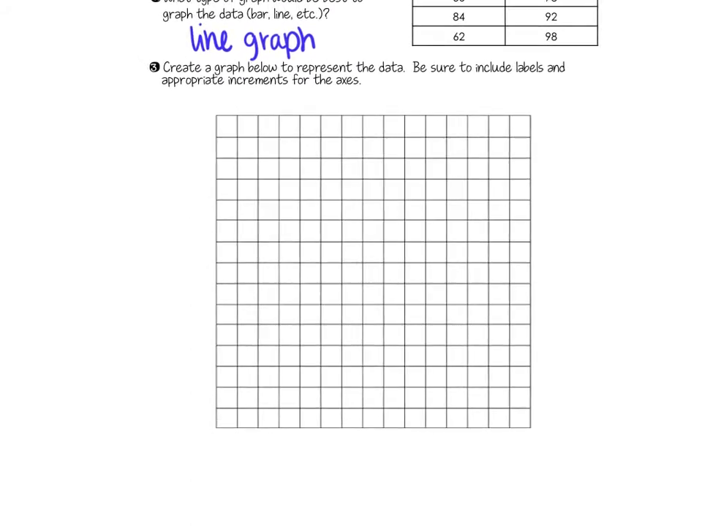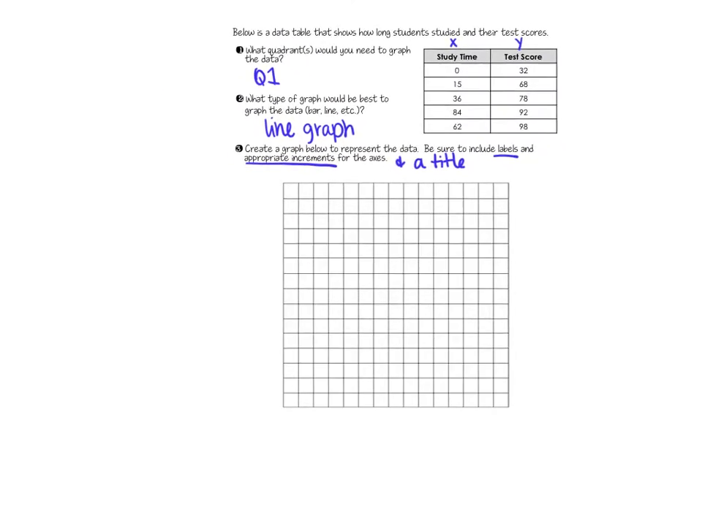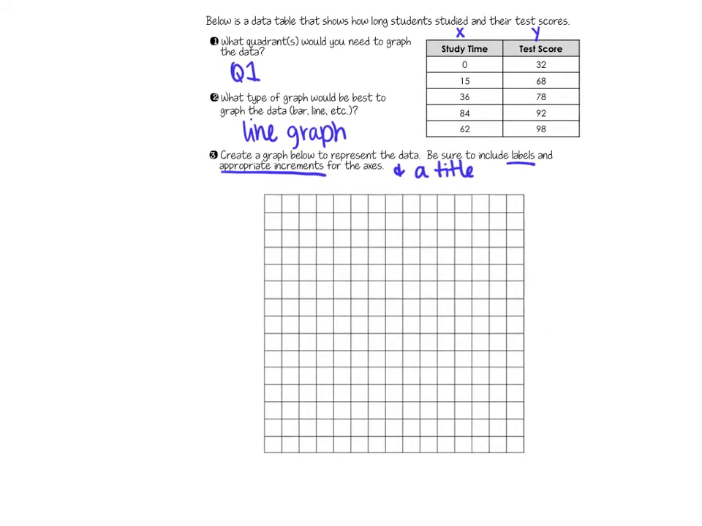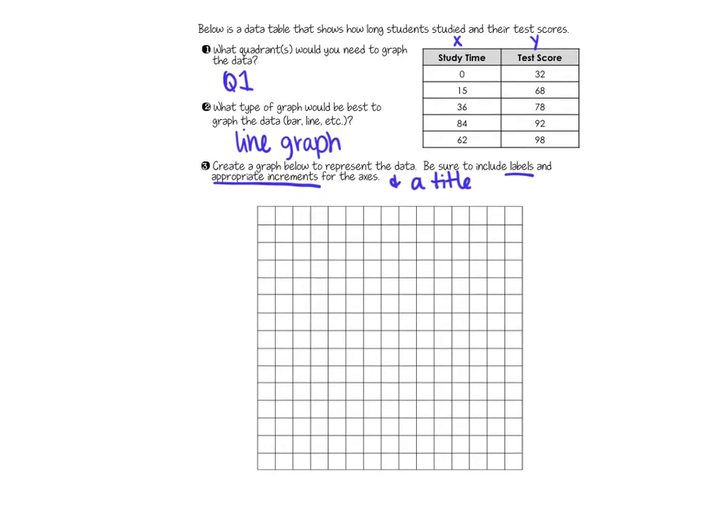Okay, and lastly, create a graph below to represent the data. Be sure to include labels and appropriate increments for the axes. I'm also going to write and a title. Okay? All right, so let's start this off here. You guys said we only need quadrant 1, right? So don't do this. Why is this not the best use of my space? Because uneven. A ton of dots, they're all going to be over here, right? If I only need this, don't create every quadrant. Just use that quadrant. Okay?